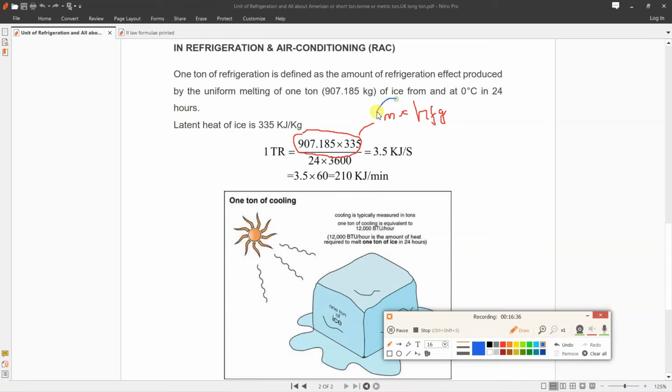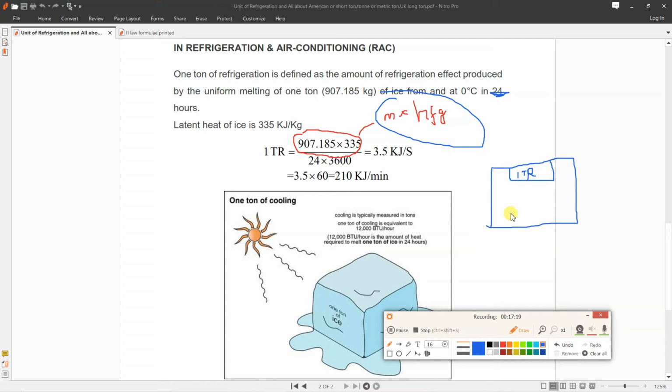So this will give the latent heat part, divided by the time. What is the time? 24 hours. We have to convert 24 hours into seconds, so 24 into 3600. If you calculate this value, you will get 1 TR is equal to 3.5 kilojoule per second. So what is the meaning of this? Suppose we have a room, and you are installing over here a 1 TR air conditioner. This is known as capacity. Capacity is denoted in TR, tons of refrigeration.